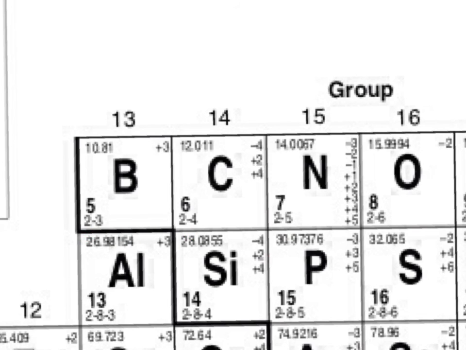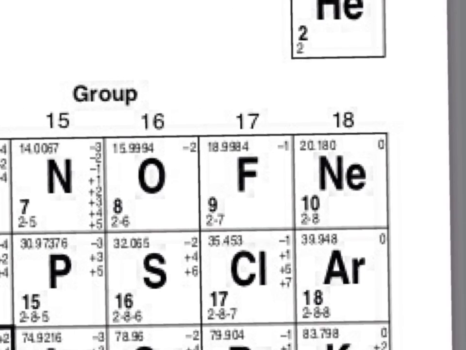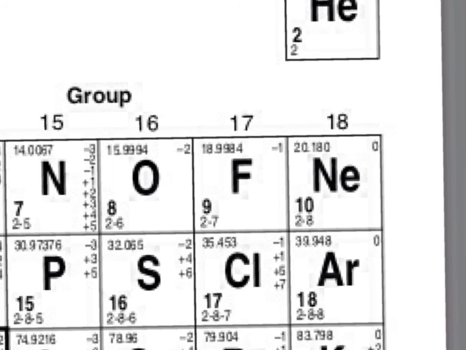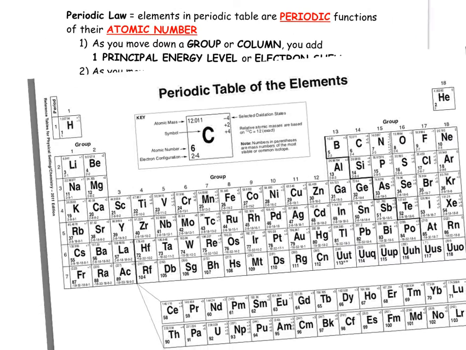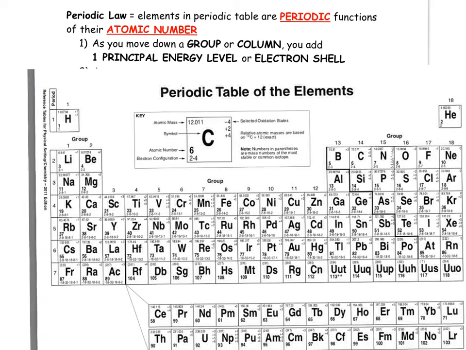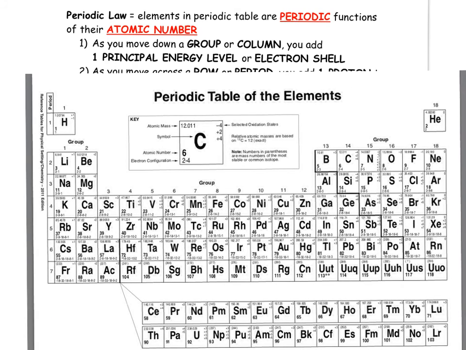You got all the way over to neon. And now my valence shell, which can hold a maximum of 8 electrons, is full. That signals that it's time to start a new period. When your valence shell becomes full, you go to the next period. So neon gets a full valence shell, back to sodium. Now I'm in period 3 with 1 valence electron again.